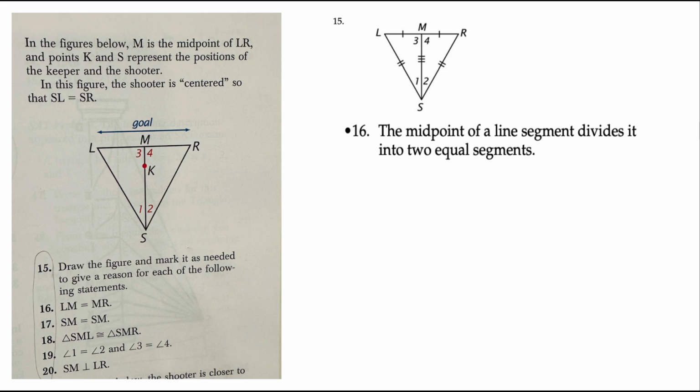17, SM equals SM. When you have the same thing on both sides, remember that's like a reflection, and that is the reflexive property or theorem.